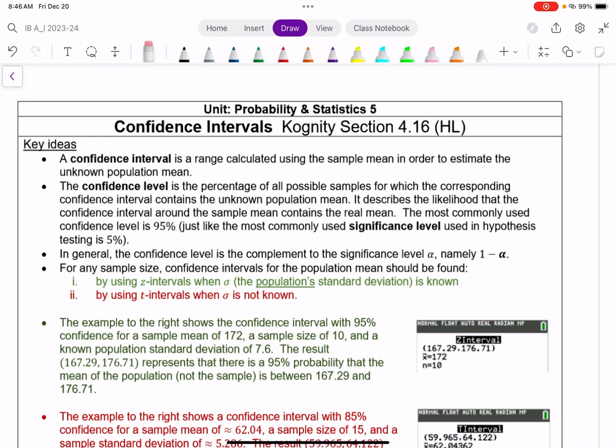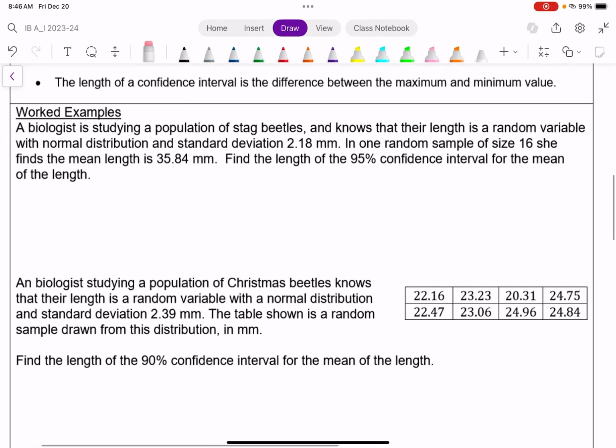Right, so for this lesson, we introduced the idea of a confidence interval, as well as two different types of tests to perform on your GDC to determine the confidence interval. I think one of the best ways of explaining what a confidence interval is, is to get to an example question. So we have a biologist studying the population of stag beetles, which we know are normally distributed.